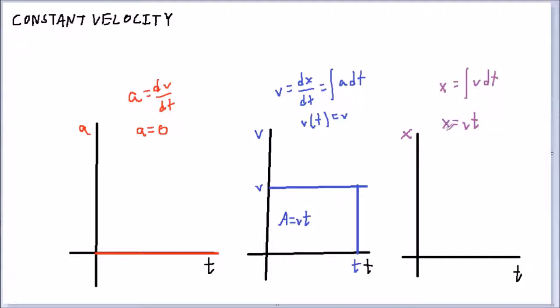However, just because it's changed by vt doesn't mean we're at vt right now. The position might have started at some value other than 0. So say the area, the change, is going to be 5 meters, and we started at 1 meter, then our new position is 6 meters. Or maybe we started at 0 meters, and our new position is 5 meters. So who knows? We don't know what the original position is. It's not given by this area. The area only tells us the change.